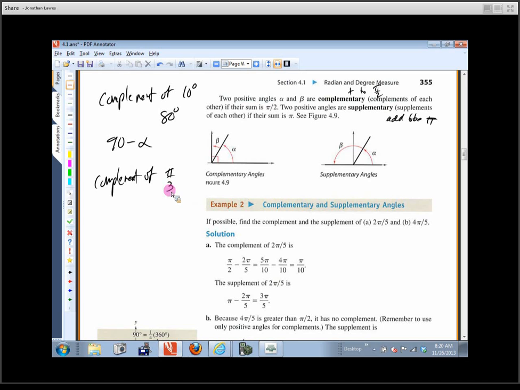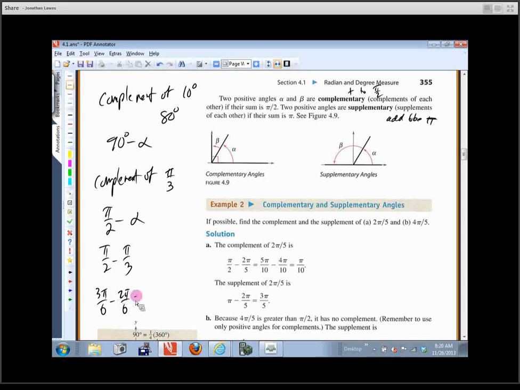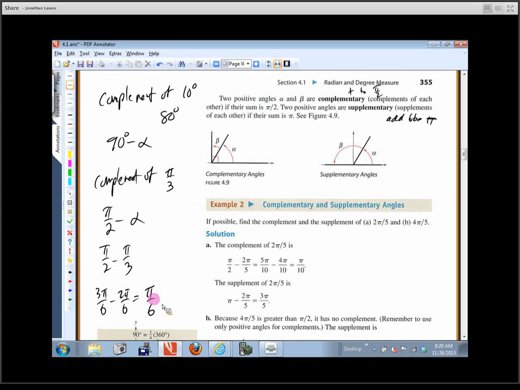What's that? Very good. What's the equivalent in radians for 90 degrees? We do pi halves minus whatever that angle is. So we do pi halves minus pi thirds. Again, this is where you really need to practice your fractions. We'd have to get a common denominator, so we'd use 6 here. This is 3 pi sixths minus 2 pi sixths. So the answer is pi sixth. So the complement of pi thirds is pi sixth.